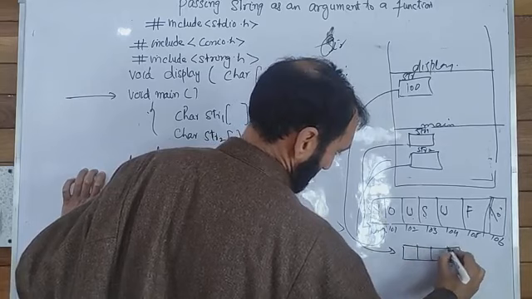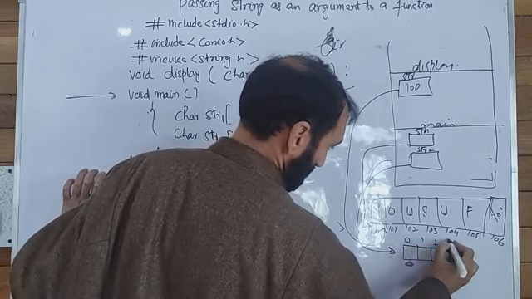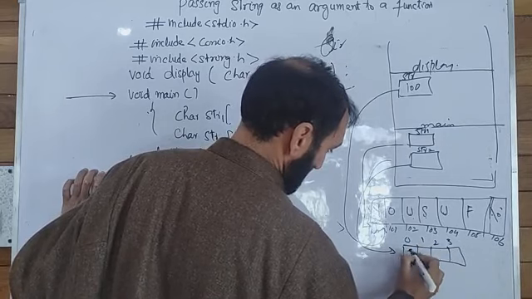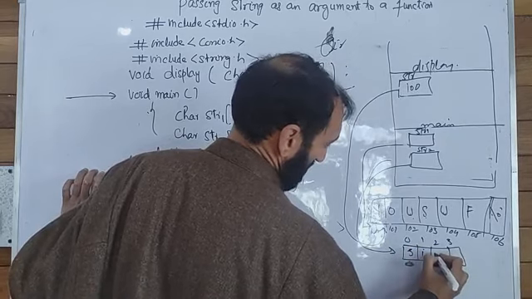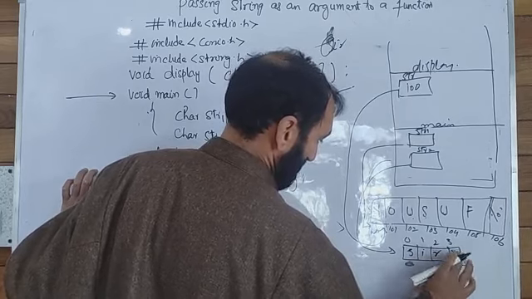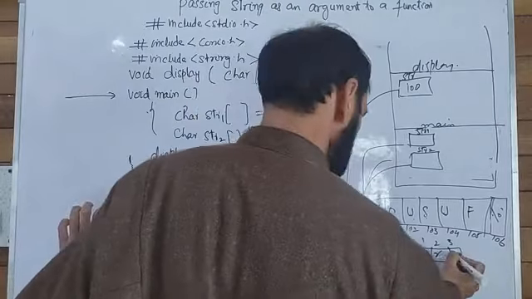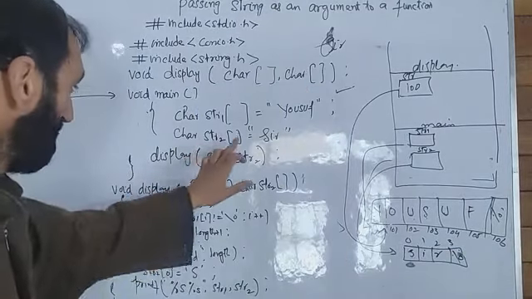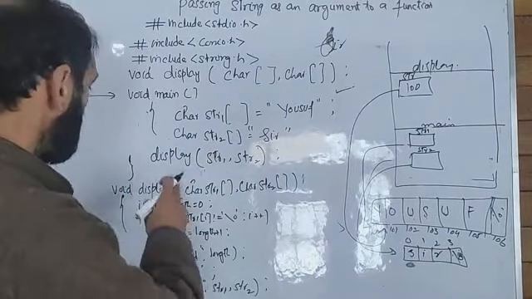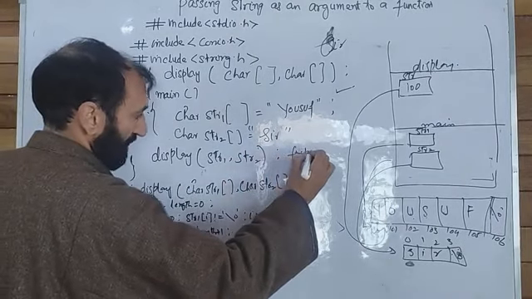0, 1, 2, 3, small s, I, or backslash 0, backslash 0. Display here. This is a function call.